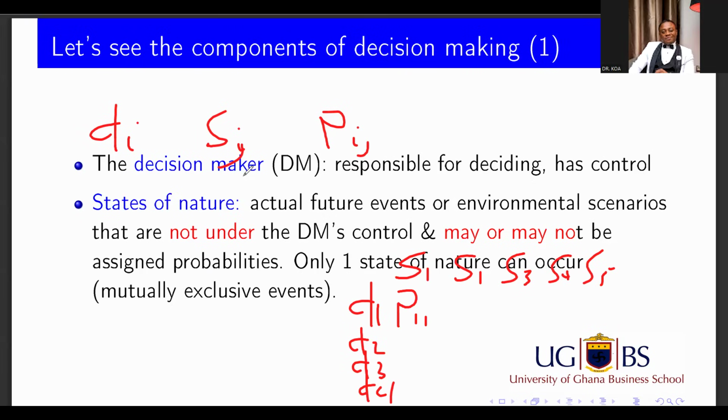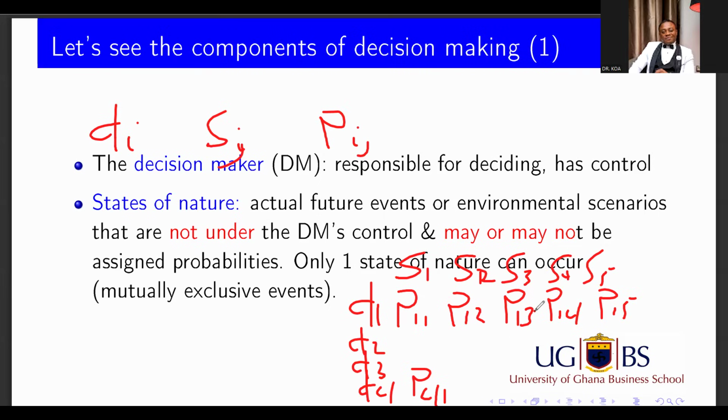So you can have P11, which is the profit from decision alternative 1 under state of nature 1. You can have P12, which is the profit from decision alternative 1 and the state of nature 2. You can have P13, the profit from the decision alternative 1 and the state of nature 3. P14. P15. I'm sure you get a picture now. And you can also have P41 here, which is the profit from decision alternative 4 under the state of nature 1. So these are the returns, the gains or losses from each decision.